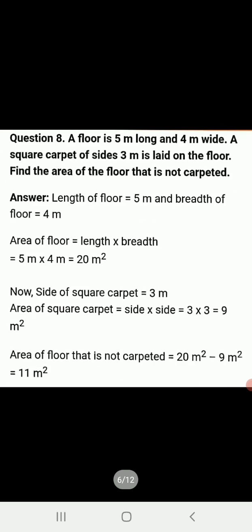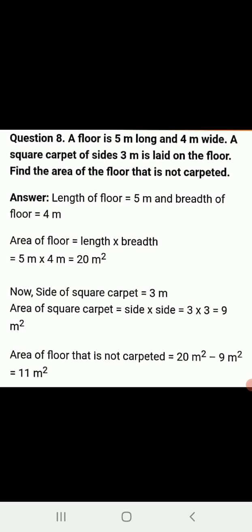Question 8. A floor is 5 meter long and 4 meter wide. A square carpet of size 3 meter is laid on the floor. Find the area of the floor that is not carpeted. So here there is a floor with 5 meter length and 4 meter breadth. A square carpet of size 3 meter is laid on the floor. Like we have the floor carpet for wiping the legs. Here they are putting a square shaped carpet.